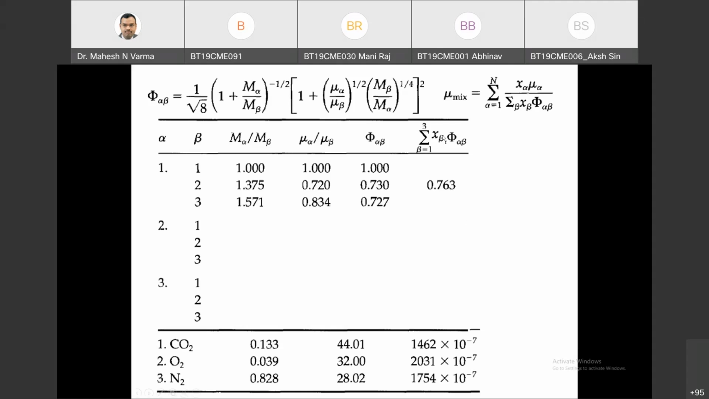So what is the summation of this term actually? Mole fraction into 1.057. How much? 1.057. Okay, 1.057.